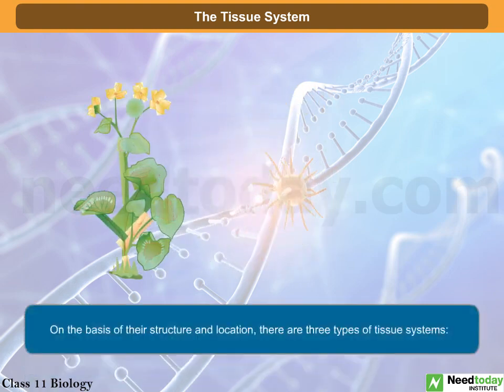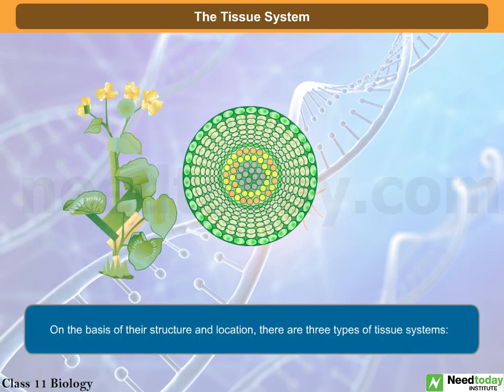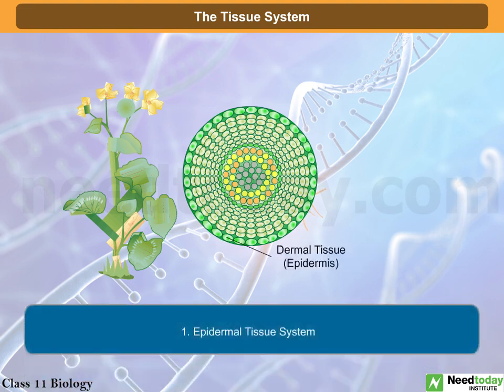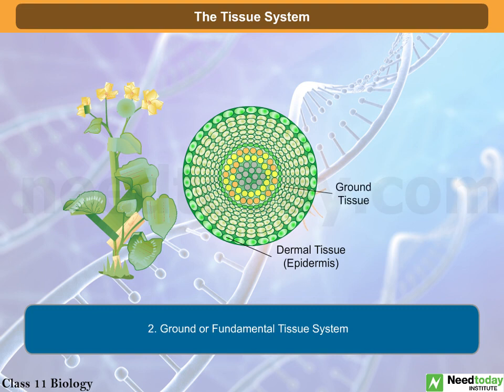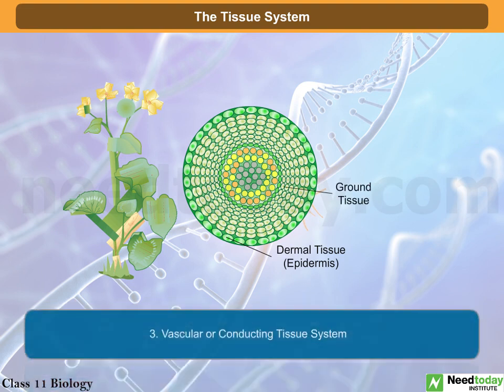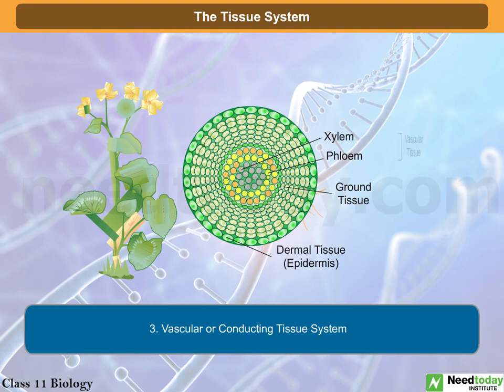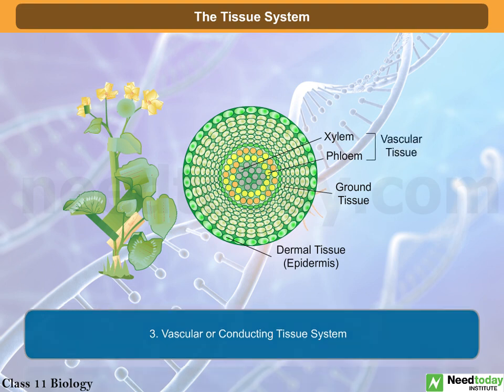On the basis of their structure and location, there are three types of tissue systems. 1. Epidermal tissue system. 2. Ground or fundamental tissue system. 3. Vascular or conducting tissue system.